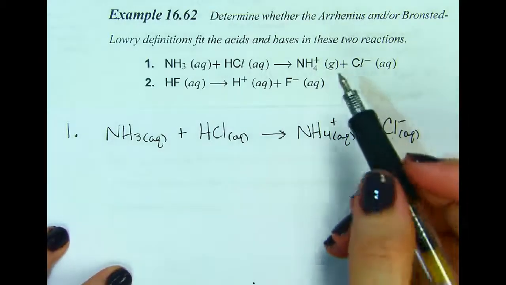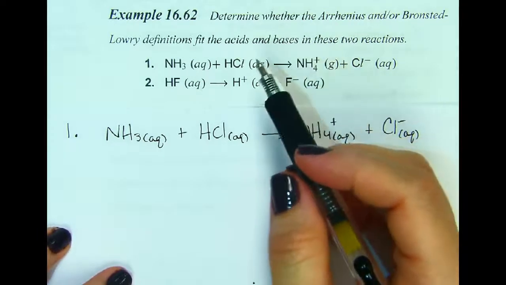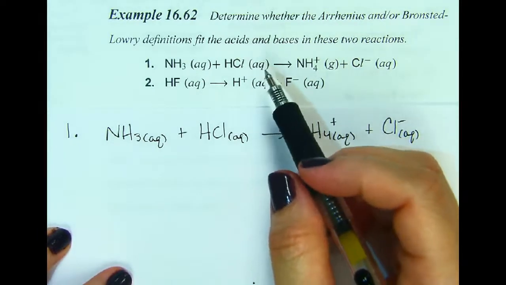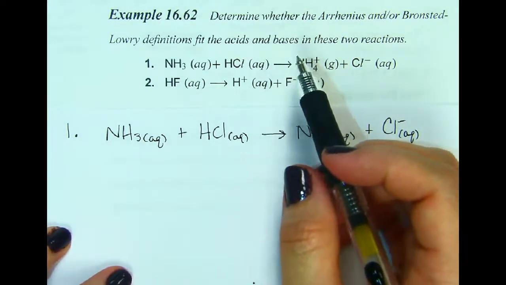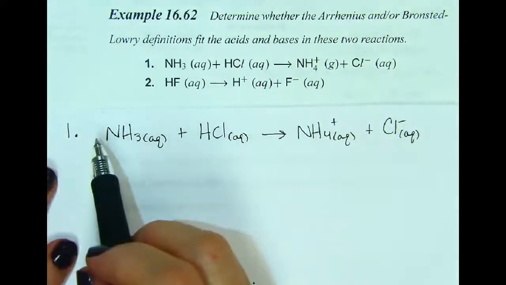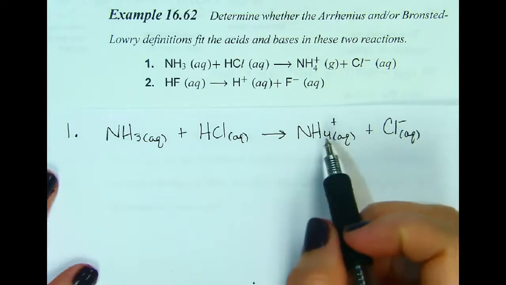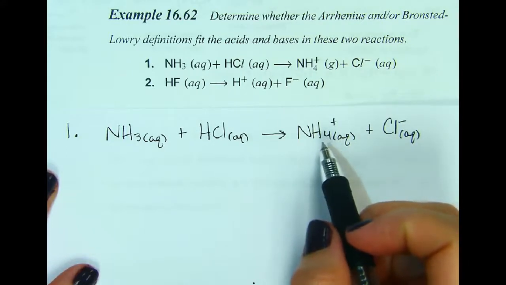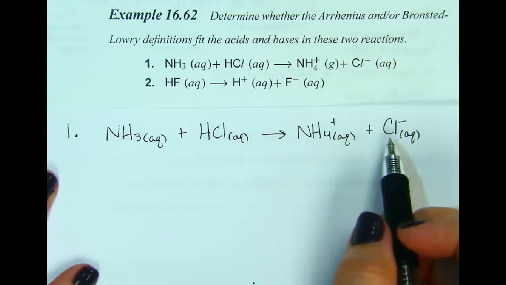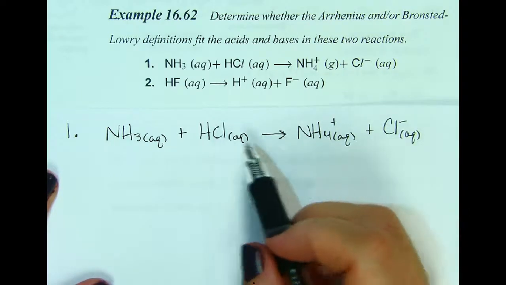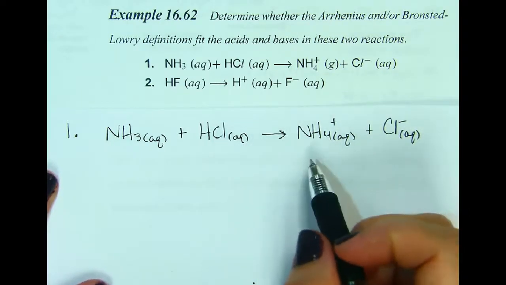Example 16.62. Determine whether the Arrhenius and/or Bronsted-Lowry definitions fit the acids and bases in these two reactions. So if we look at reaction number 1, which I recopied here, first thing we'll notice is neither one of the products is a hydrogen or hydronium ion nor a hydroxide ion aqueous. So that means that nothing is an Arrhenius acid or Arrhenius base.